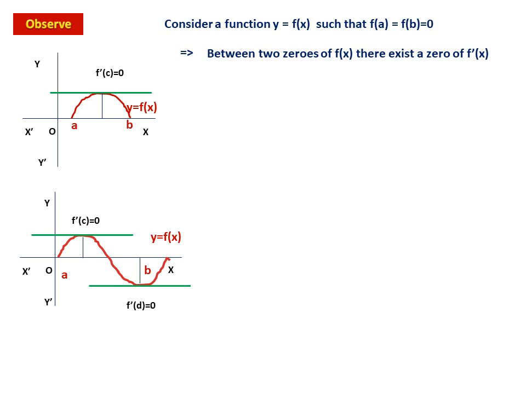That means between two zeros here, there are two zeros actually. So f dash c is 0, f dash d also 0, c and d. That means there are two points where the derivative is 0. So the theorem says at least one number c must be there. So between two zeros of f of x, there may be more also, but at least one zero will be there. So this is the meaning of Rolle's theorem. Now let us try to solve a few problems on Rolle's theorem.